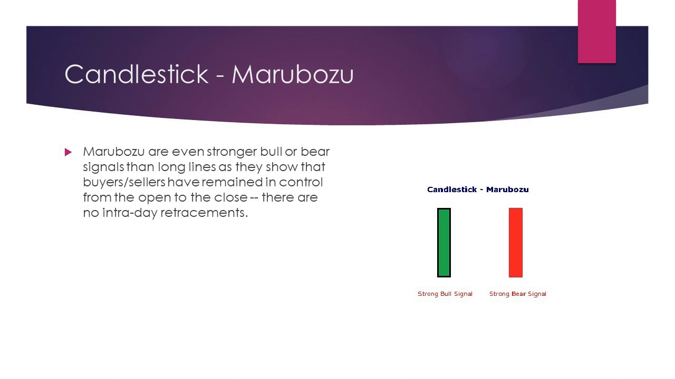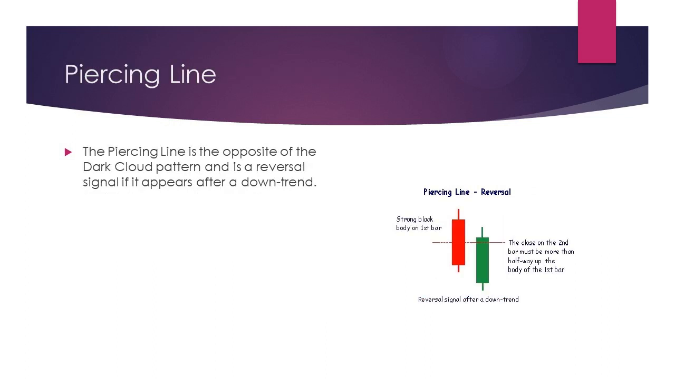Traders often interpret Marubozu candlesticks as signals of significant market strength in the direction of the candle. They can provide clear indications of strong buying or selling pressure and may be used to confirm or support other technical analysis tools or patterns. The piercing line. The piercing line is the opposite of the dark cloud pattern and is a reversal signal if it appears after a downtrend.